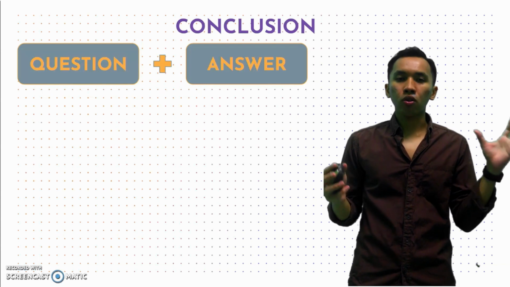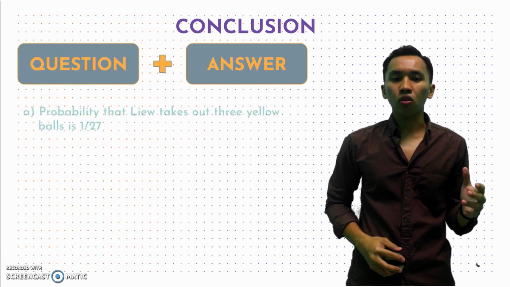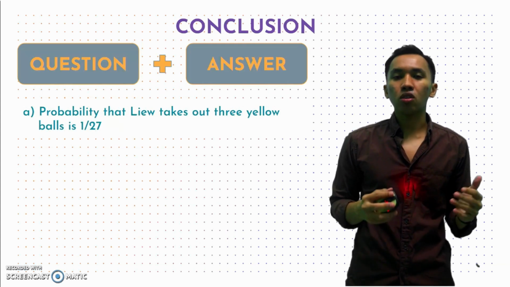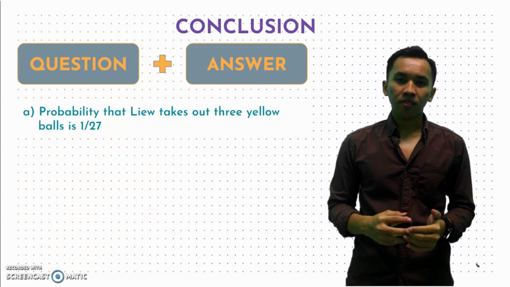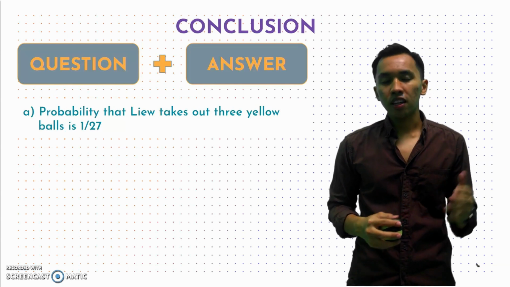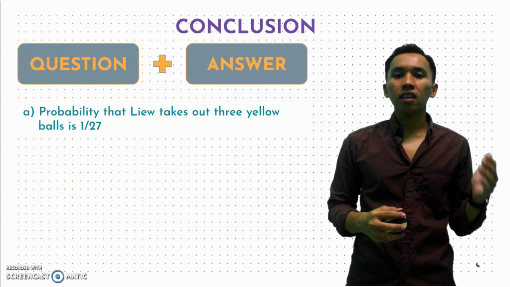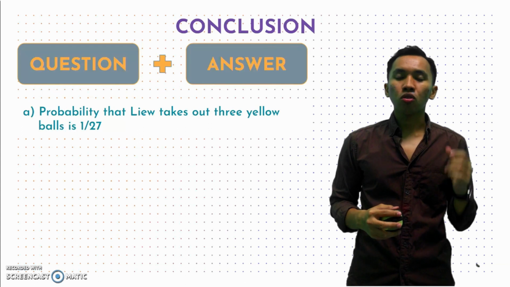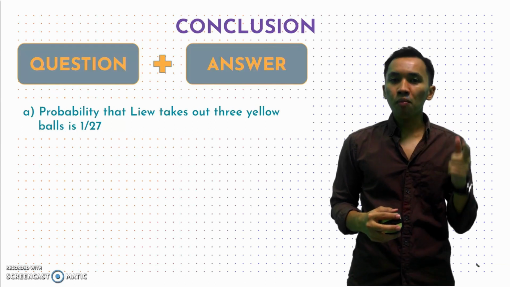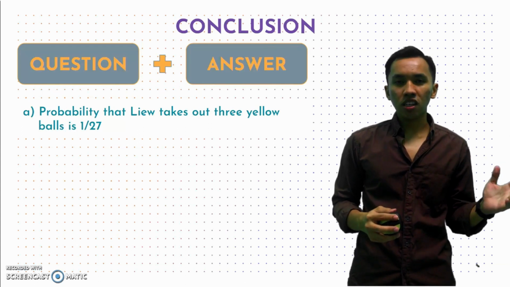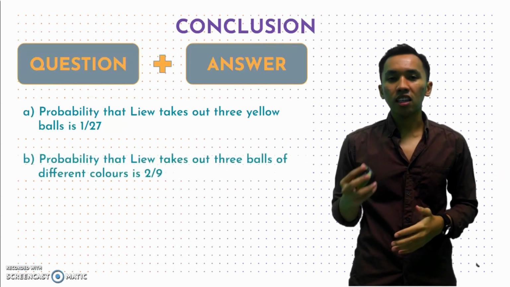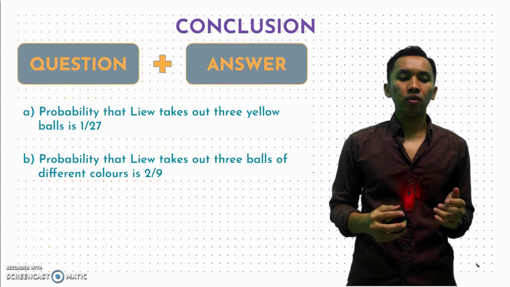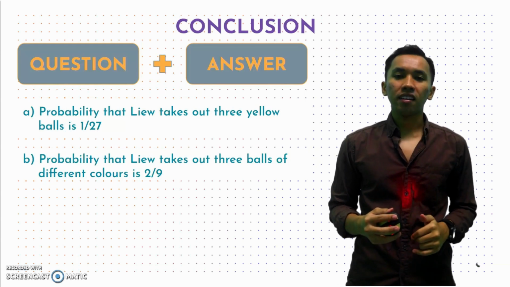So combine both the question and answer, you will get the conclusion, which is probability that you take out 3 yellow balls is 1/37. Okay, now move to question B. Question B asks the probability that you take out 3 balls of different color, right? So what is your answer? Okay, combine your answer with the question, and then we can get the conclusion, which is probability that you take out 3 balls of different color is 2/9.